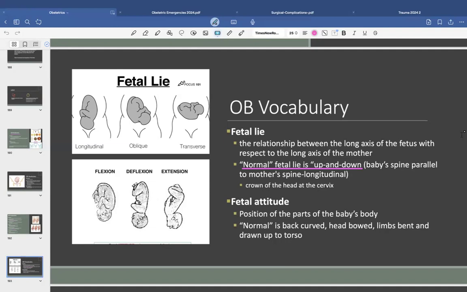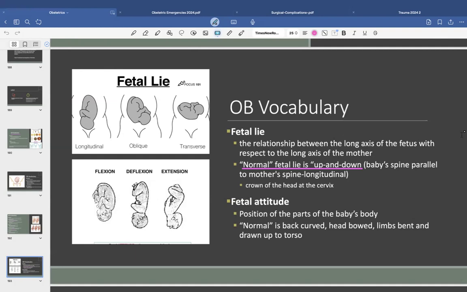Fetal attitude does not mean the baby's trying to get an attitude. It describes the position of the baby's body parts. So flexion is the first picture. That is normal fetal attitude, where the baby is tucked, their head is tucked down to the chin, and the chest and arms are drawn in towards the center. The back is curved. That is normal fetal attitude, or flexion.